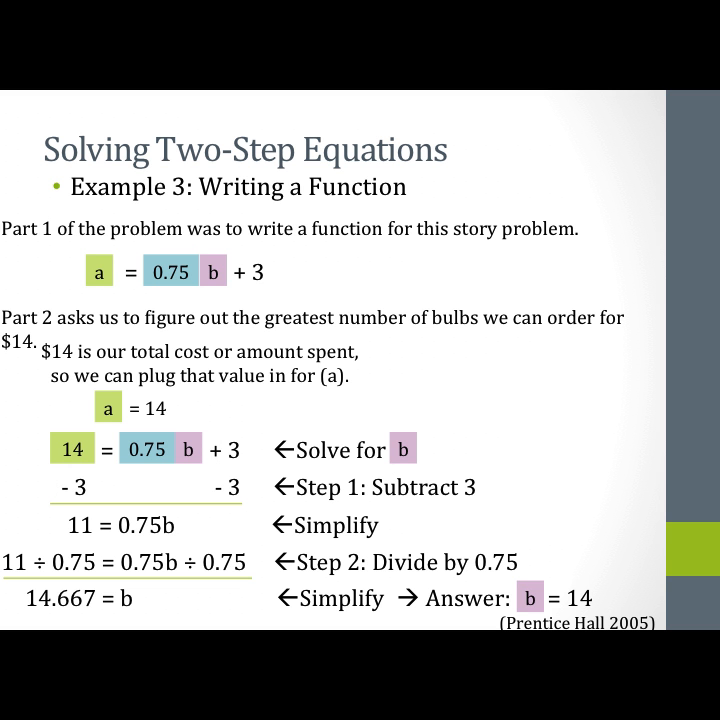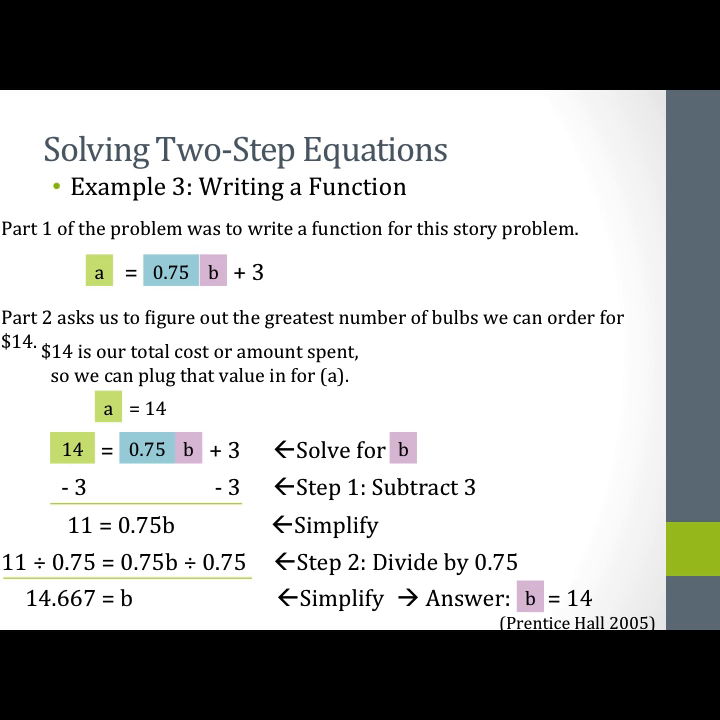Now, you can't just leave it like this, because there can't be any half bulbs or 2/3 bulbs. You always have to buy whole bulbs. And so in this case, since you cannot buy 15 whole bulbs, you have to round down, and you can only buy 14. So our final answer for the greatest number of bulbs we can order with $14 is 14 bulbs, or B equals 14.